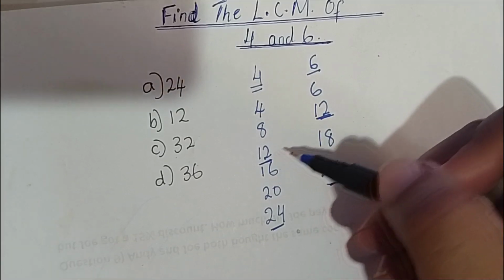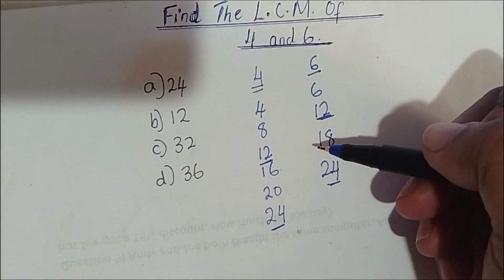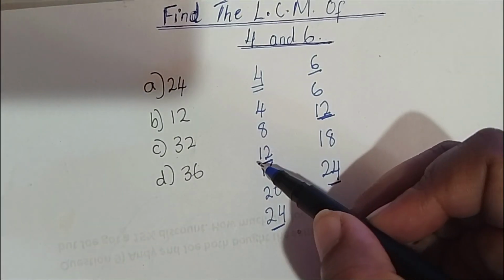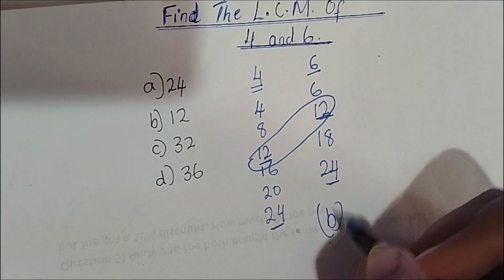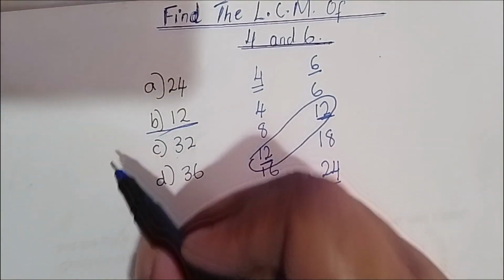Which one is least, 24 or 12? For this case, we'll choose 12 as the least common multiple of 4 and 6. So our answer is B, which is 12.